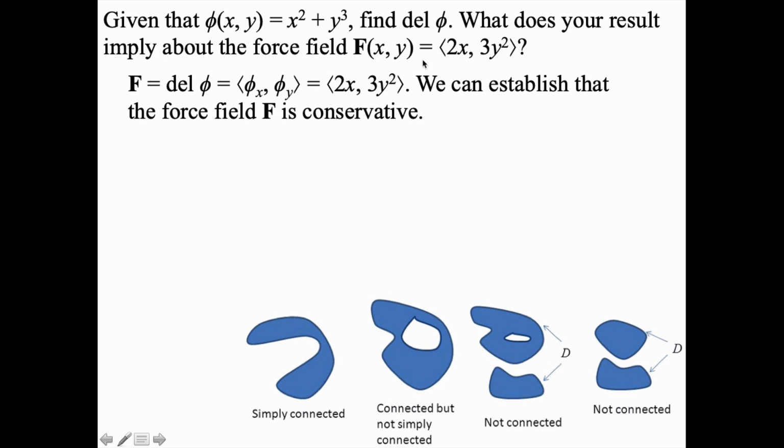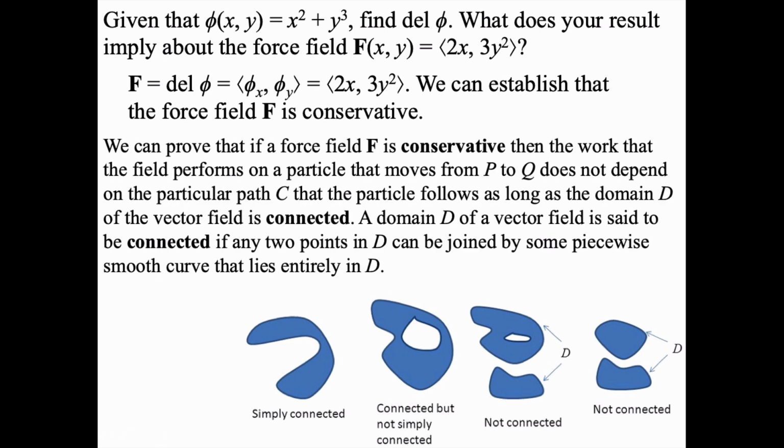In fact, this is a very special situation. It's not a coincidence that whatever pathway you take to get from one point to another, as you evaluate the line integral, you get the same answer. The reason that happens is because this particular vector field is a conservative vector field. And there are easy ways to test and to make sure that you have a conservative vector field, but we're just here to demonstrate a neat trick that you can use to evaluate line integrals when you are in a conservative vector field. In fact, we can prove that if a force field F is conservative, then the work that the field performs on a particle that moves from P to Q does not depend on the particular path C that the particle follows.